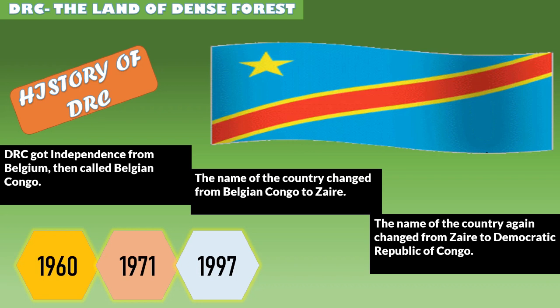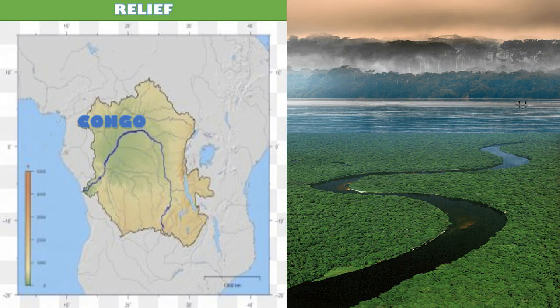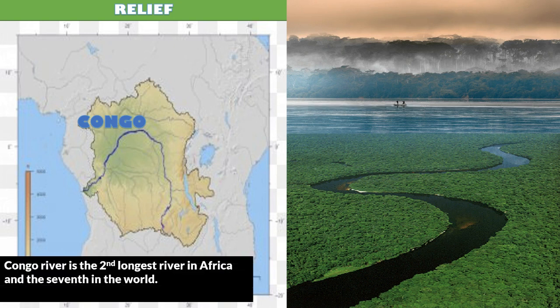Now, let me tell you about the relief of my country, DRC. The river named Congo flows through the Democratic Republic of Congo. It dominates the landscape of DRC. The Congo River is the second longest river in Africa and the seventh in the world. So the Congo River, which dominates the landscape of DRC, is the second longest river in Africa and the seventh in the world.